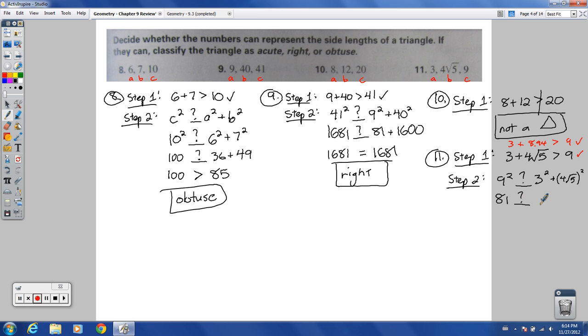And this compared to, this would be 9. You're essentially distributing this power to both parts. So you have 4 squared times radical 5 squared. And a square and square root just cancel each other out.